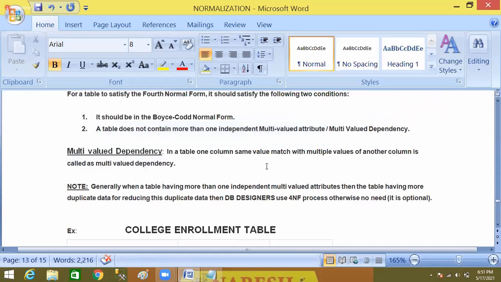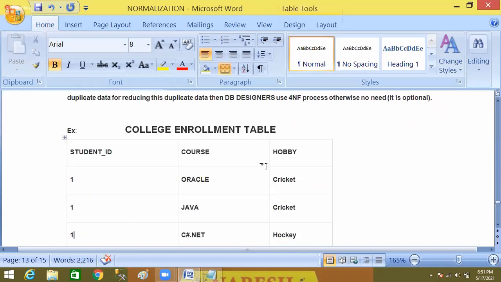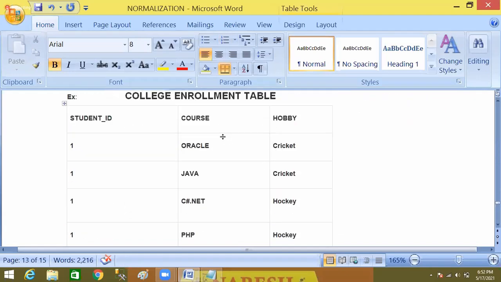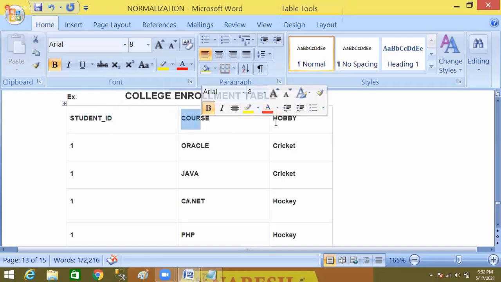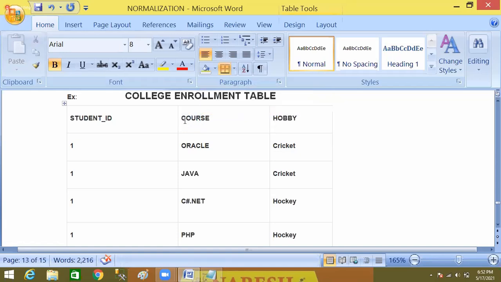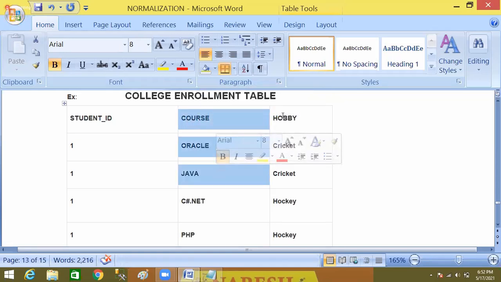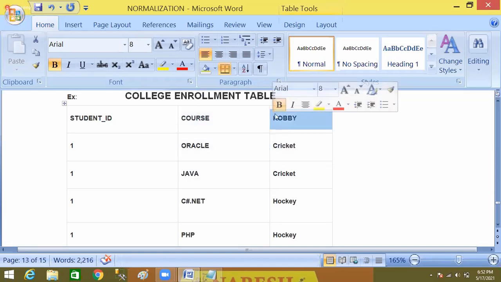Can you see, guys, in your college enrollment table, there are three columns: student ID, course, and hobby. But can you tell me, guys, between the course column and the hobby column, is there any dependency here? That means, is the course column depending on hobby, or is the hobby column depending on course? Is there any relation between course and hobby? Come on, guys.